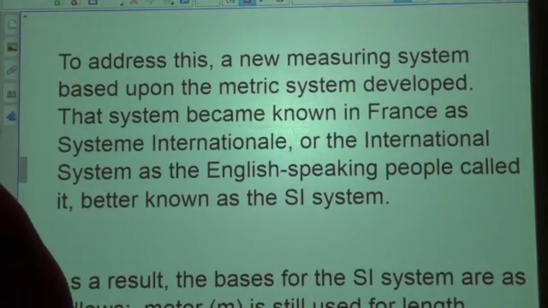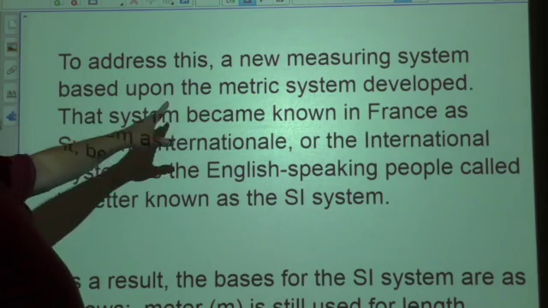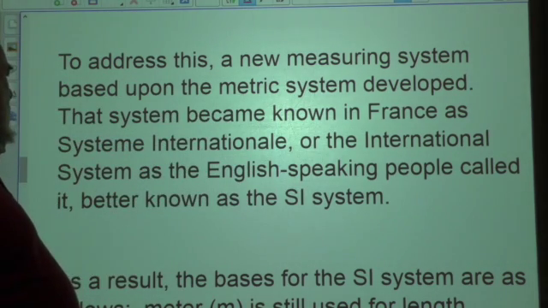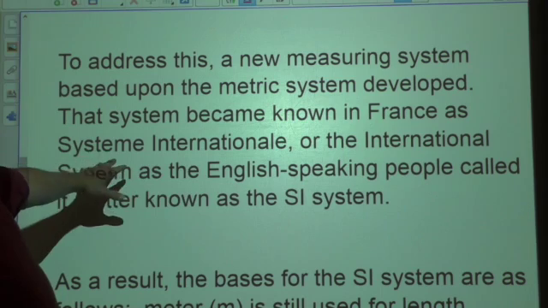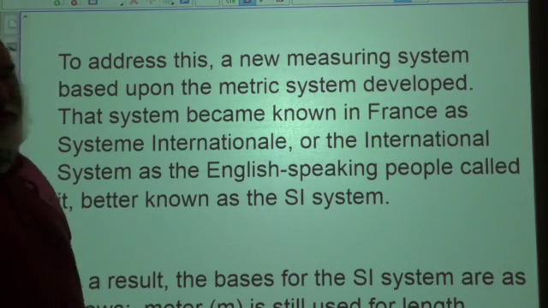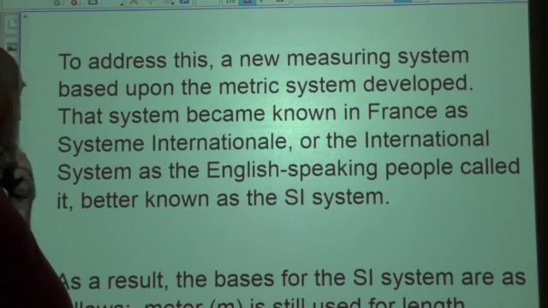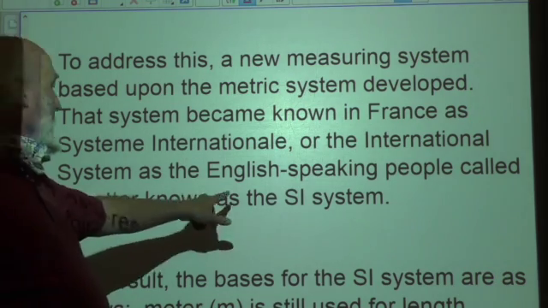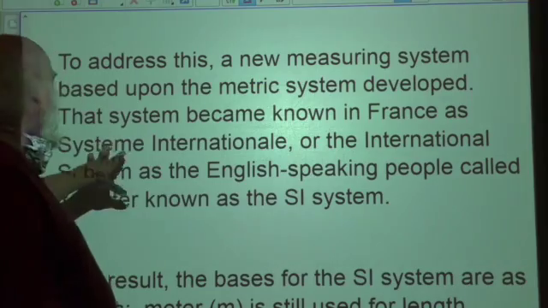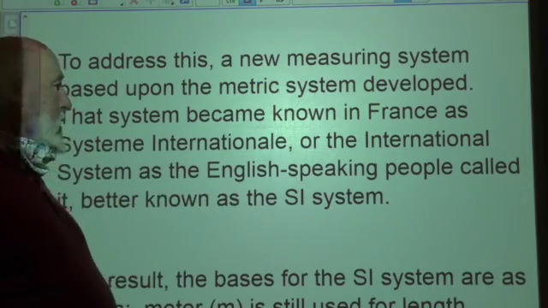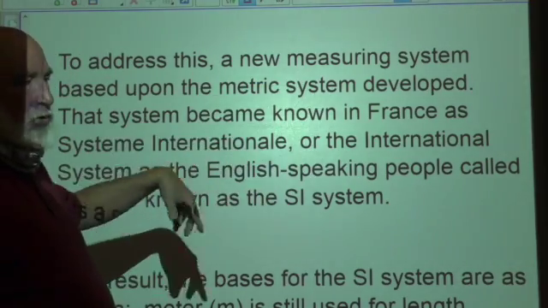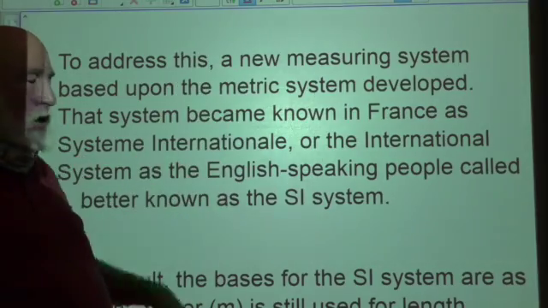So to address this, the measuring system based upon the metric system developed, and that system became known in France as Système International, or the international system as the English-speaking people call it, better known as the SI. It's called SI because of Système International. It's not IS because it's a universal thing, so France wins on the naming of it.